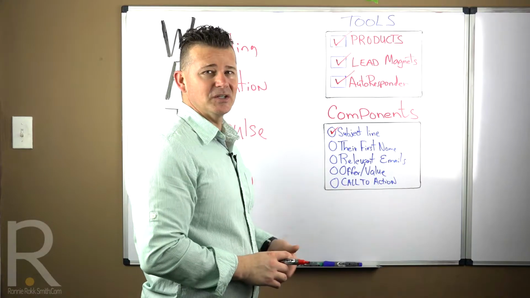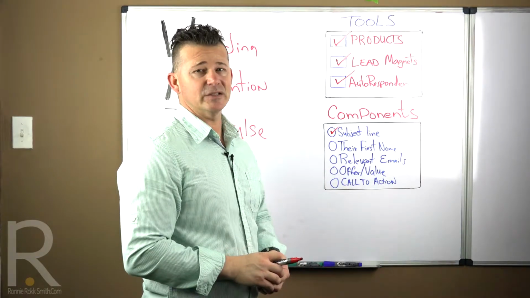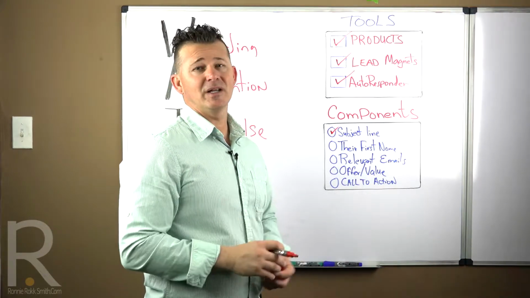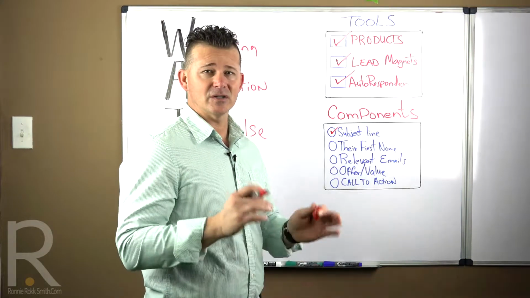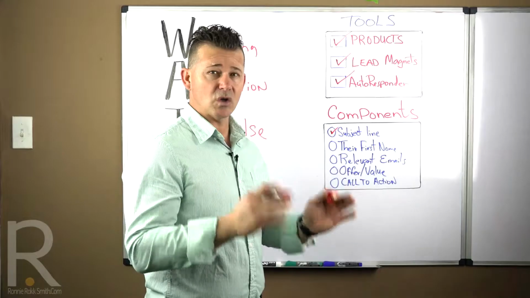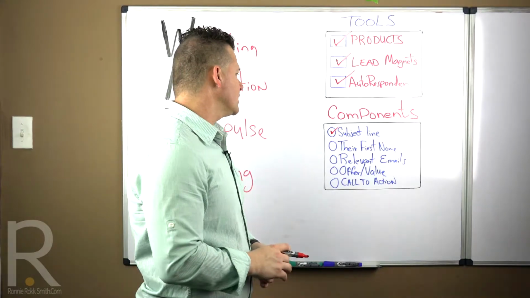When creating a subject line, you only have 3 to 4 seconds to grab their attention, so it has to be really good. So I recommend using the 4 types of subject headlines, of course, which is blind or curiosity, direct or benefit, urgency or scarcity, and proof or results.